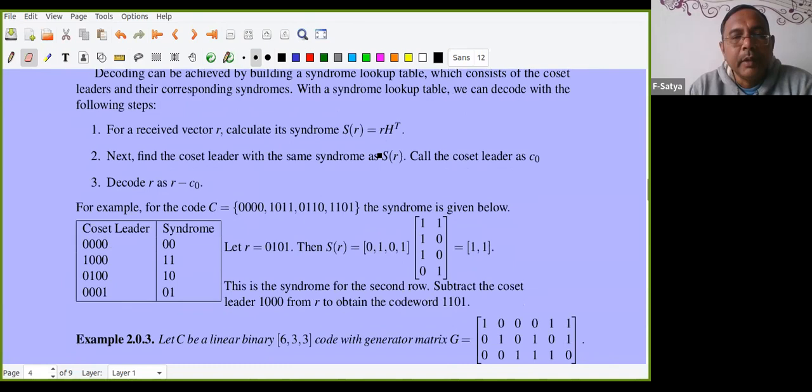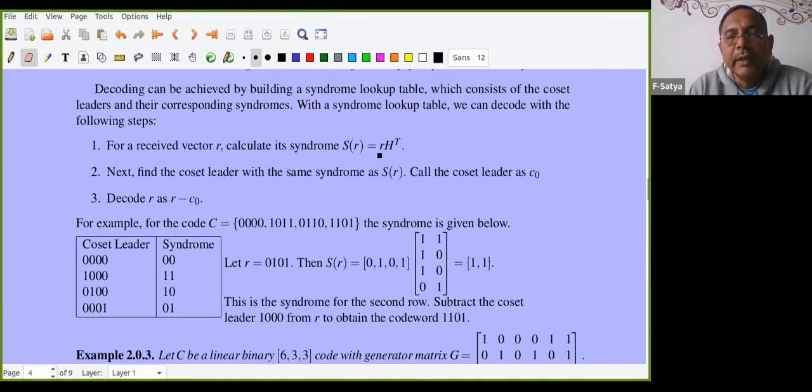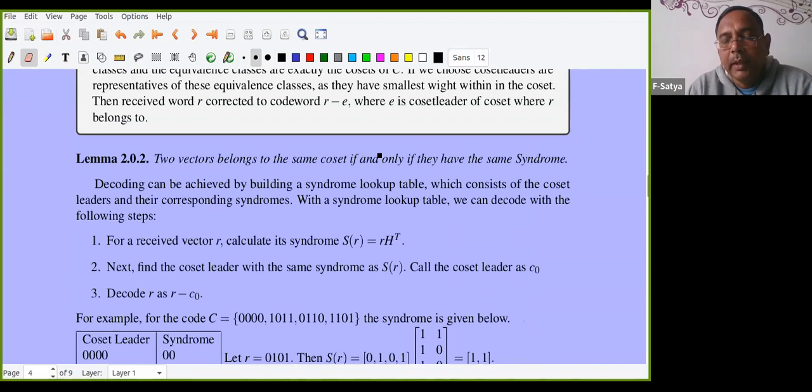So what is the final thing now? Now we construct only the syndrome lookup table. Earlier we had a standard array. In the standard array we put all the elements of Fq power n. You remember each row contains Fq power k elements. How many rows will be there? That question was also asked. It is q power n minus k, right?